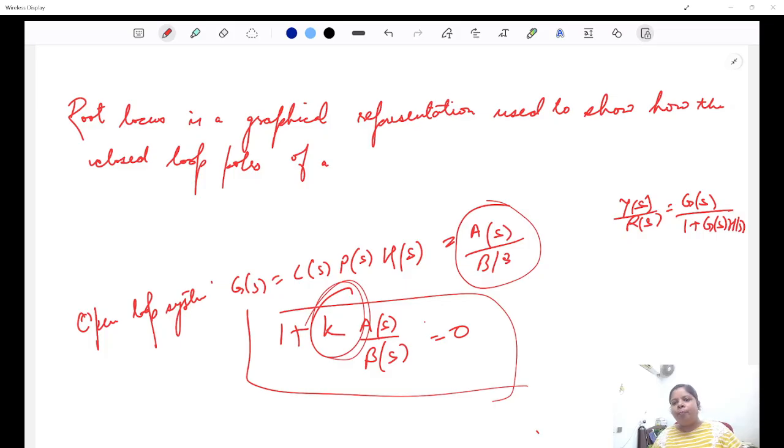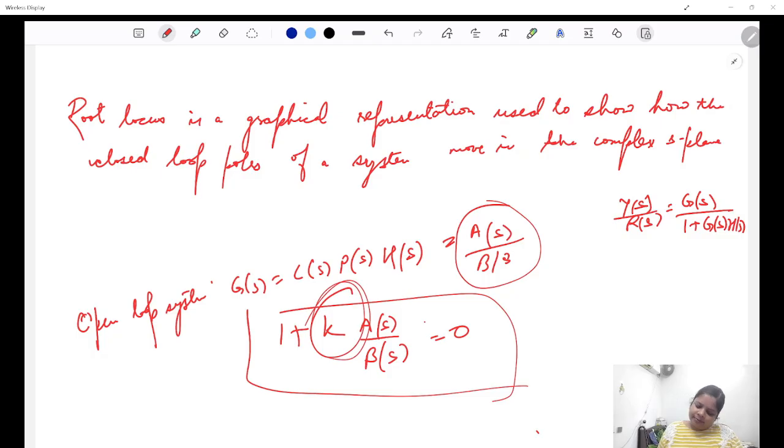Here we are going to do many other questions that would be different in that in some cases the gain K would be negative, a non-positive number, or in other cases it would be a positive feedback system. We are going to see all of those things. But before that, root locus is a graphical representation used to show how the closed loop poles of a system move in the complex S plane as a system parameter is varied.